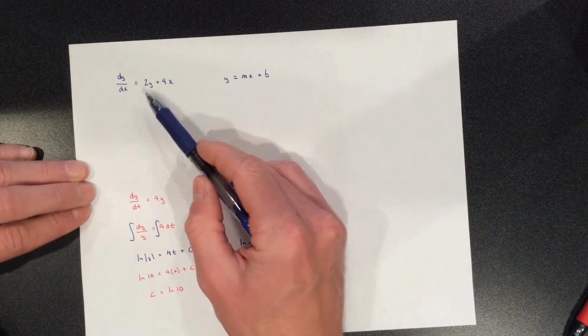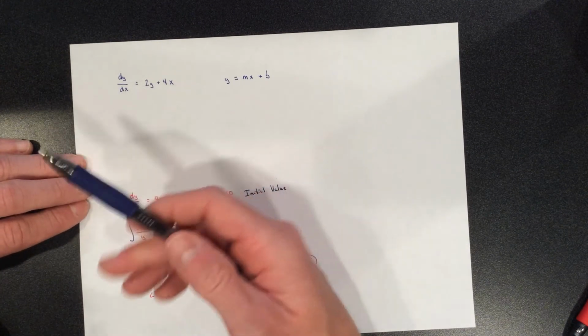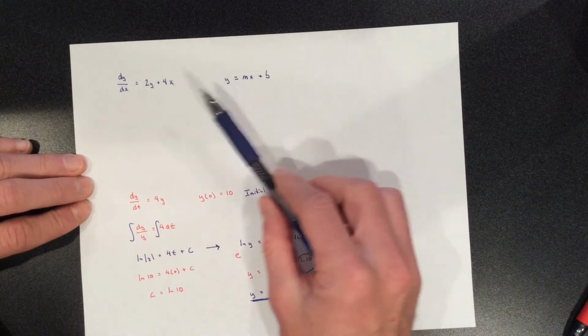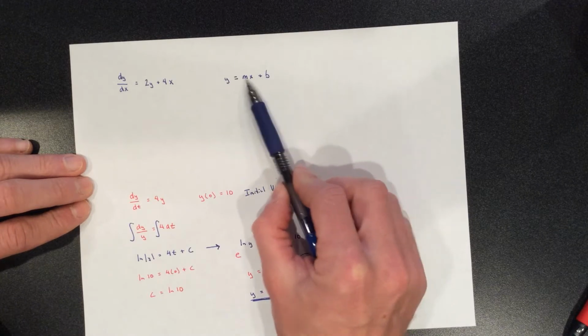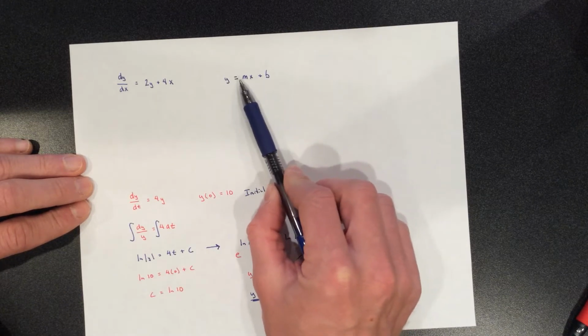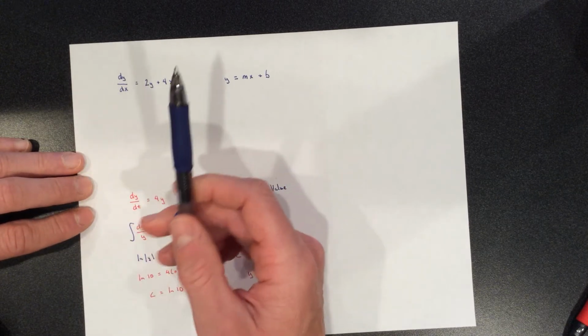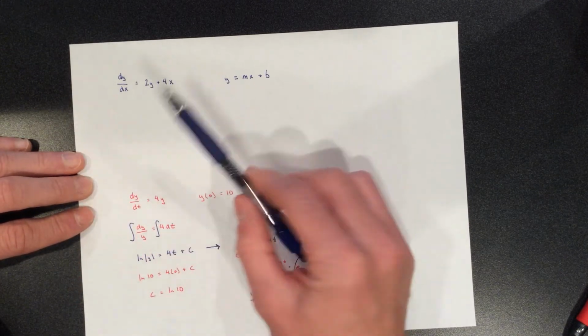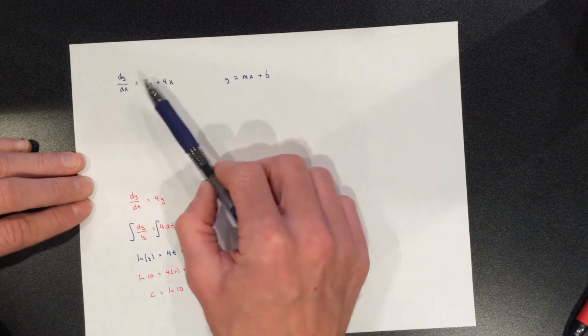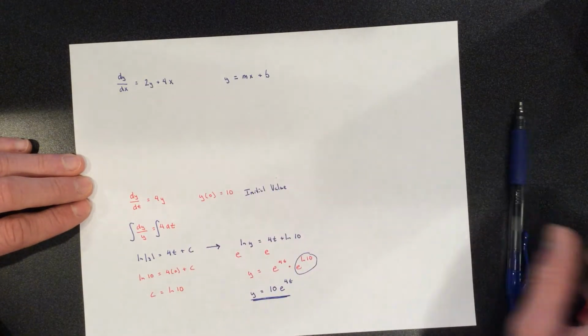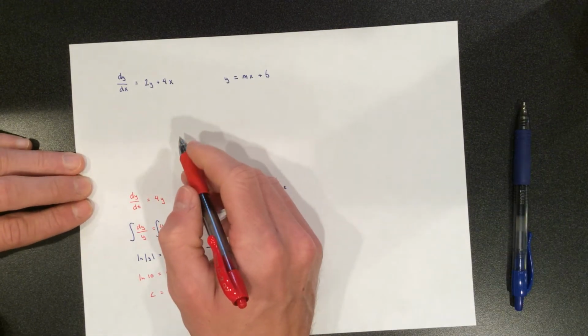Okay, this is a non-separable differential equation, but the AP can still ask you to find m and b. These are unknowns, but you can find m and b that make this a true statement, meaning they'll say something like, find m and b that make this a general solution to this differential equation. Okay, so let's just do what we did on the front. It's really not that hard.